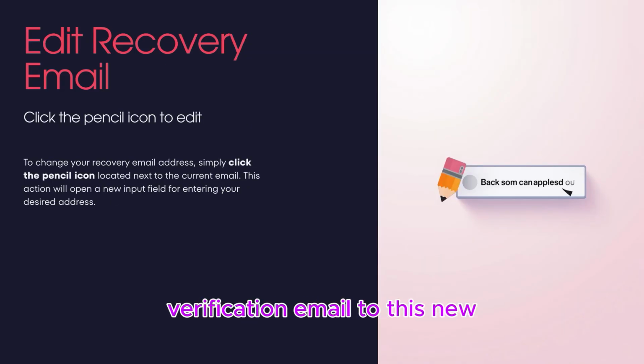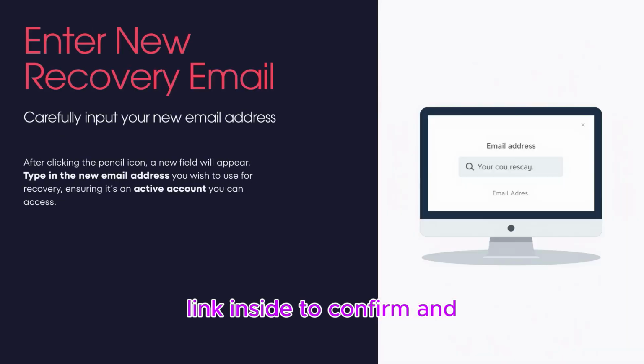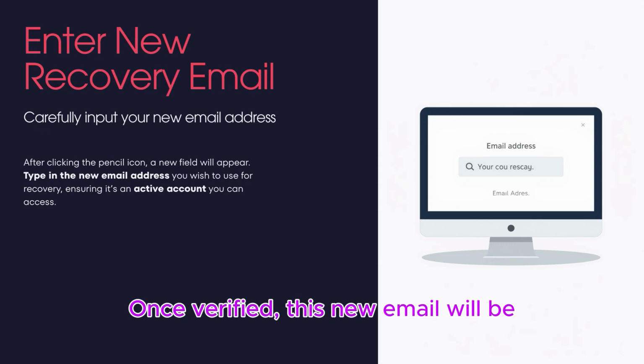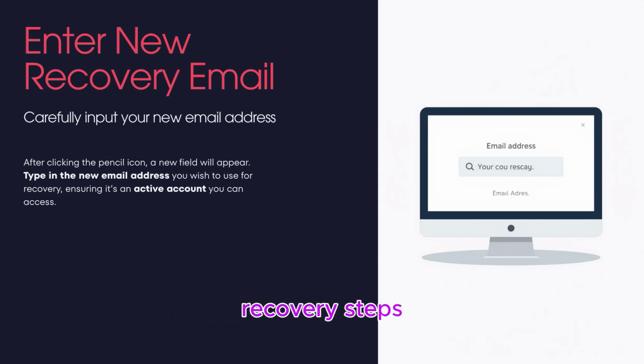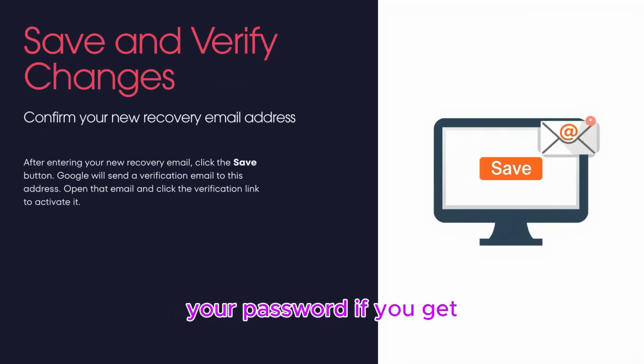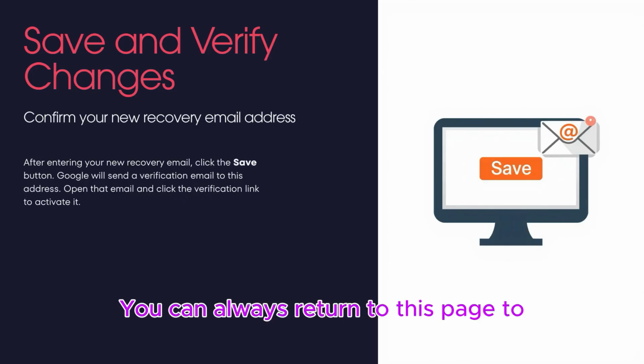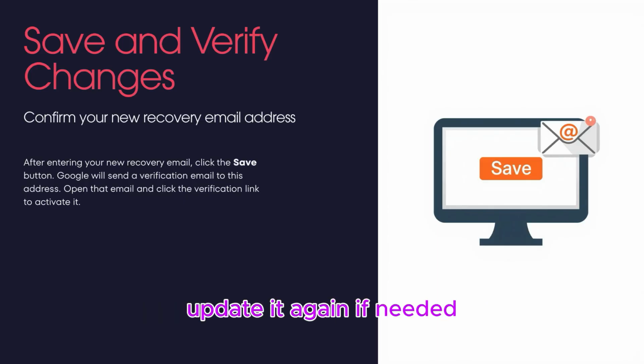Google will now send a verification email to this new recovery address. Open that email and click the verification link inside to confirm and activate it. Once verified, this new email will be used for all critical account recovery steps, like resetting your password if you get locked out. You can always return to this page to update it again if needed.